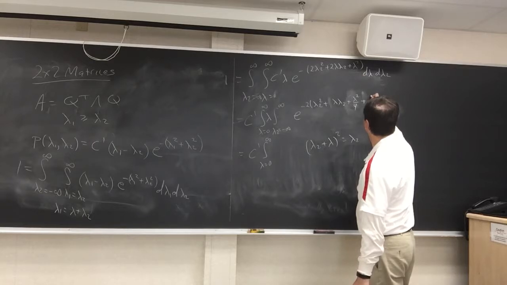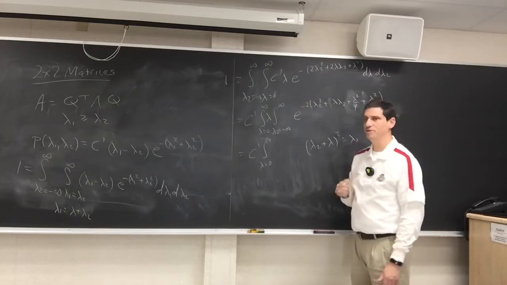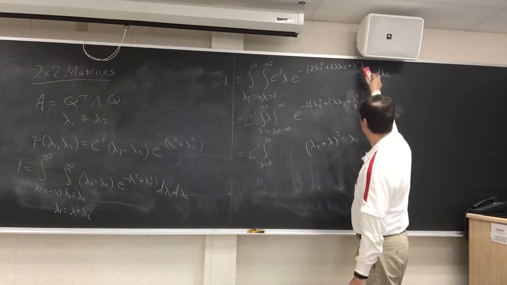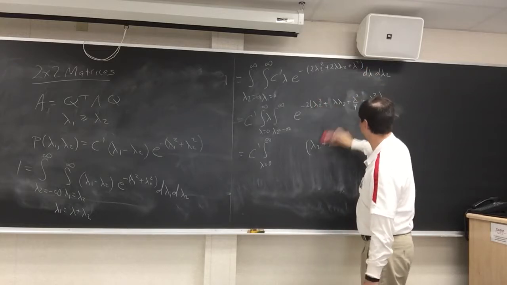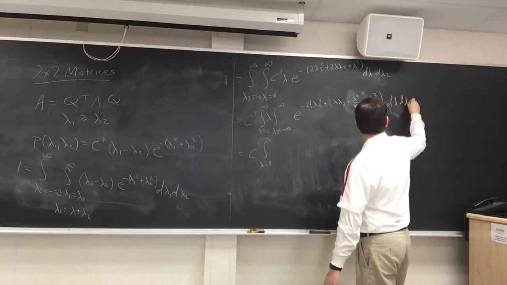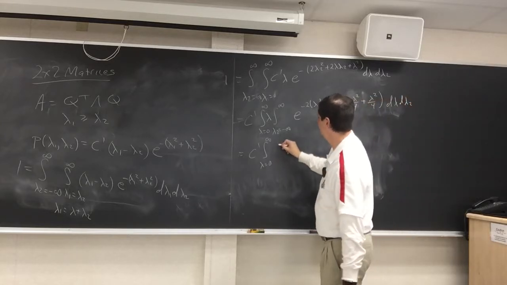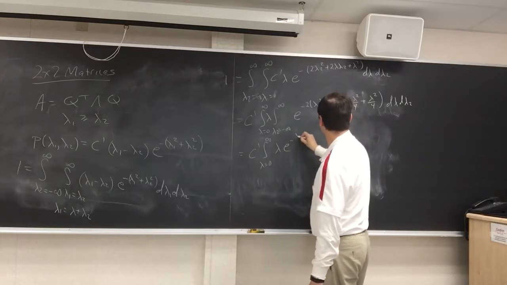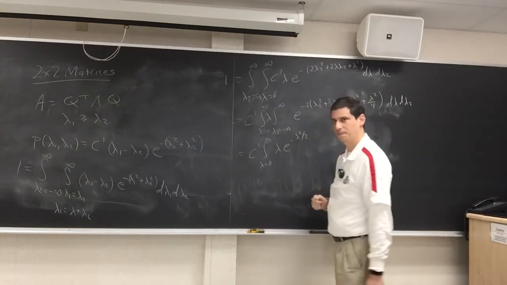lambda squared over 4 again. Right. And then the 2 multiplies both of them, so this will be fine. Yeah. So I want to write lambda squared as twice lambda squared over 4 plus lambda squared over 4. This is just completing the square. And so now I'll get lambda e to the negative lambda squared over 2.